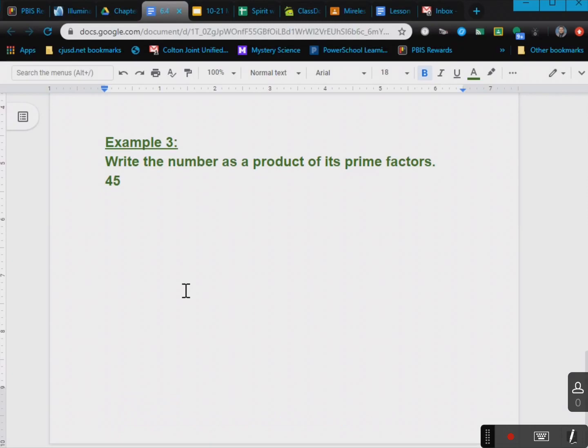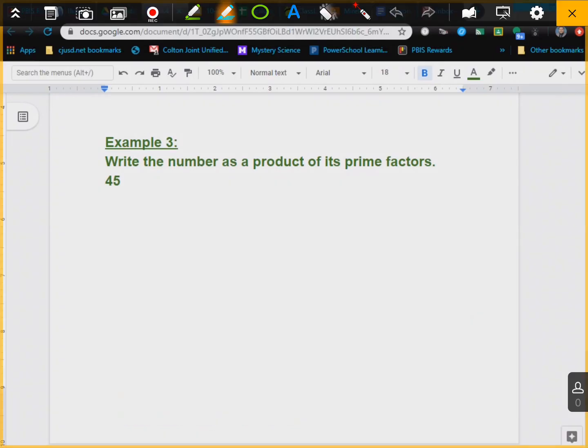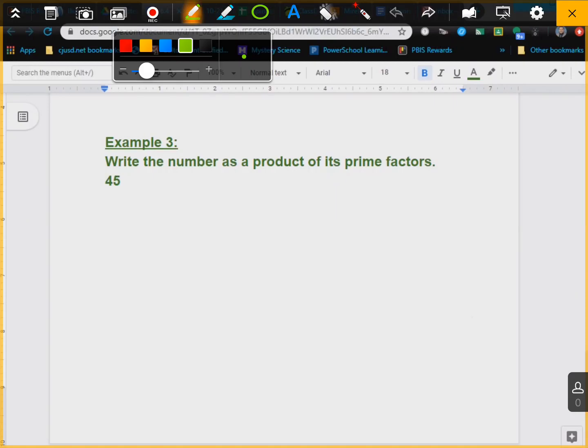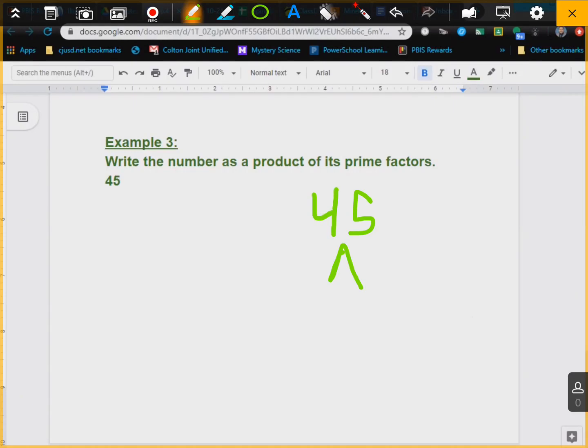Write the number as a product of its prime factors. Not two prime factors, I'm sorry. It said write the number as a product of its prime factors. So, let's take 45. Oh, let me use a different color there. And we're going to break down 45. What two numbers go into 45? 5 times 9 goes into 45.